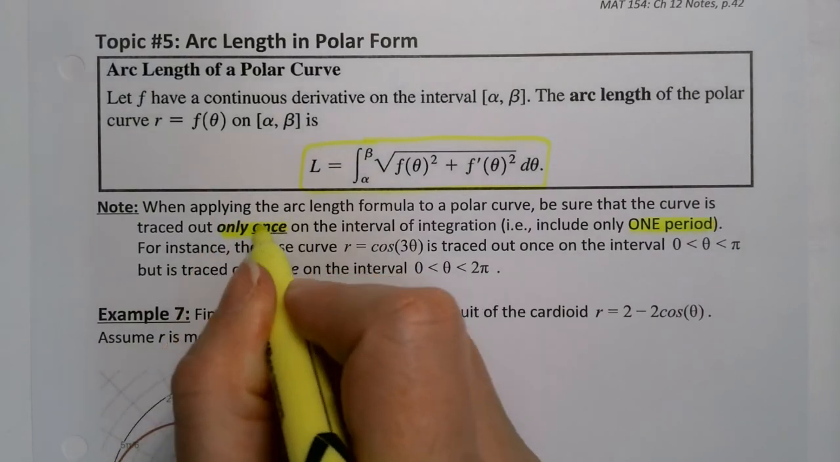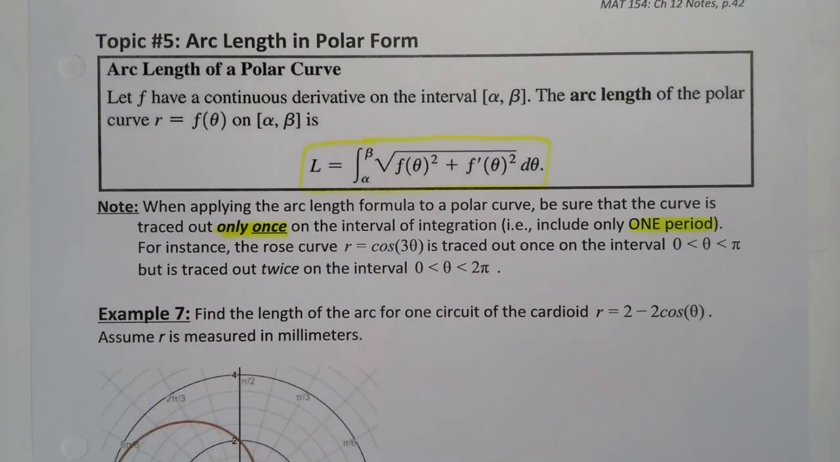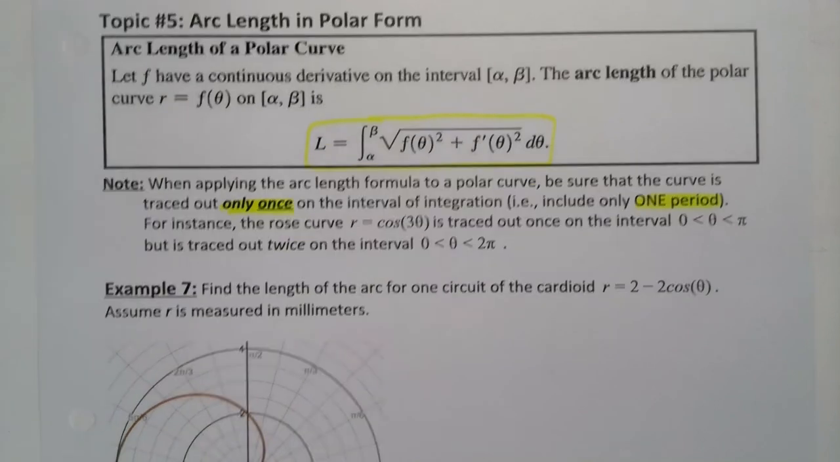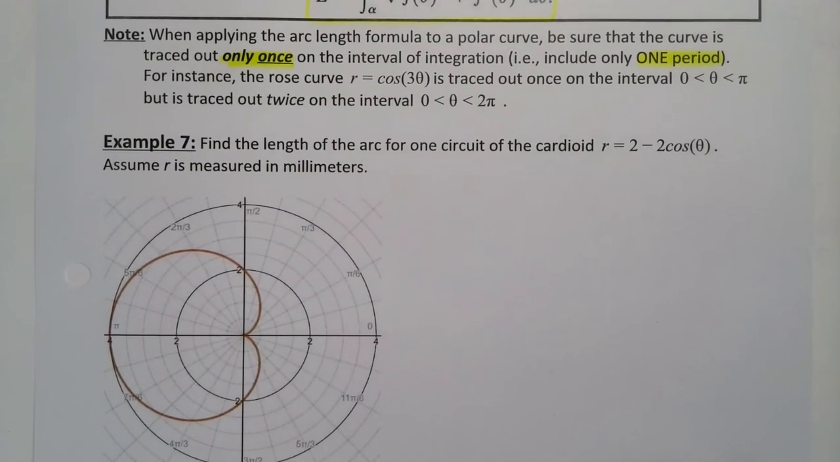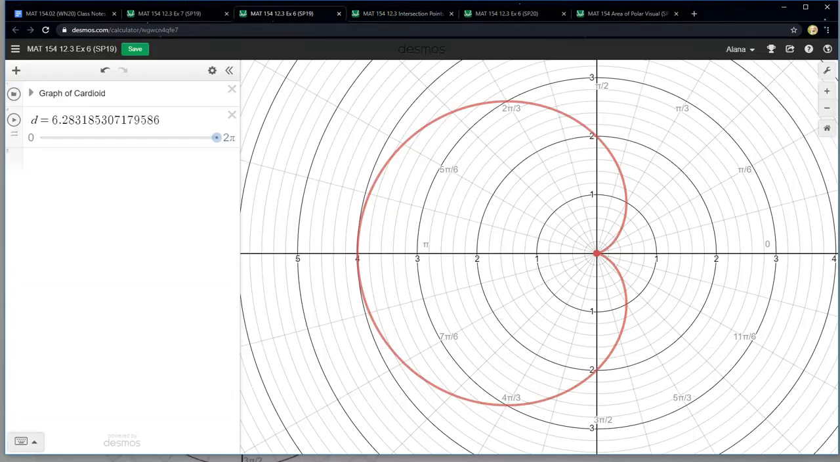So it's really important that you learn how to find that period in Desmos so that you can make sure that you're tracing it out only one time. I mean, you can do it by trial and error as well, but it's easier if you do it in Desmos. Okay, so let's find the arc length of this cardioid, which is 2 minus 2 cosine theta. So I'm going to go to my computer, and I'm going to look for the period.